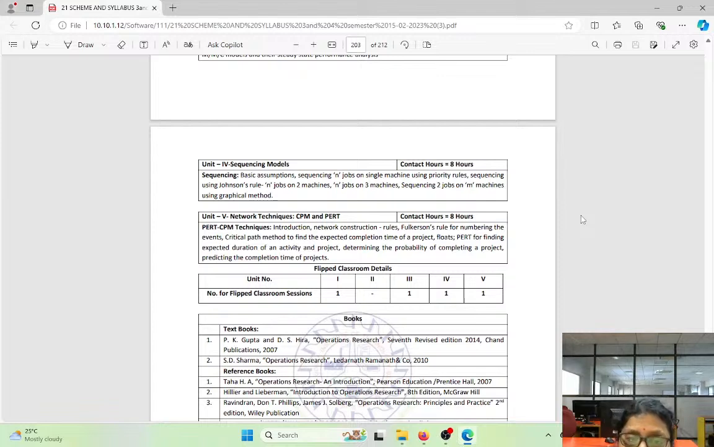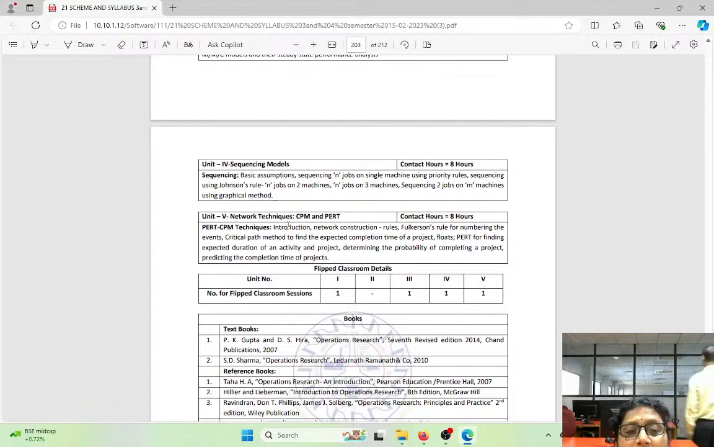Okay, various different methods are there. In that, one is CPM, that is critical path method. The other one is PERT, program evaluation and review technique. Whenever we have deterministic time values, then we go for CPM. When deterministic time values are not there, then we go for PERT.